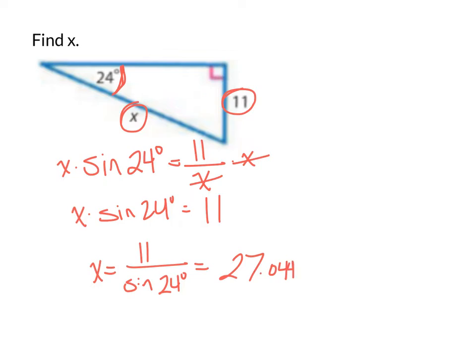27.044. We can stop and ask ourselves if this does make sense, and we don't have all 3 sides to compare it to, but that x is the hypotenuse, so it should be the longest side. Since it is considerably longer than 11, we can be fairly confident in our answer.